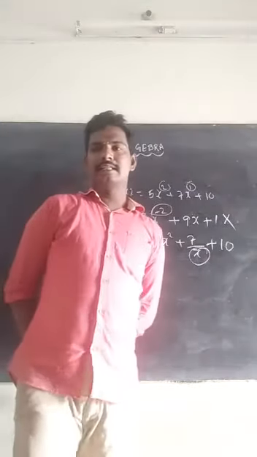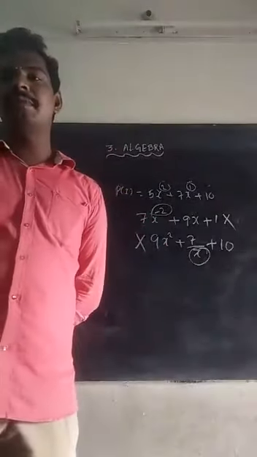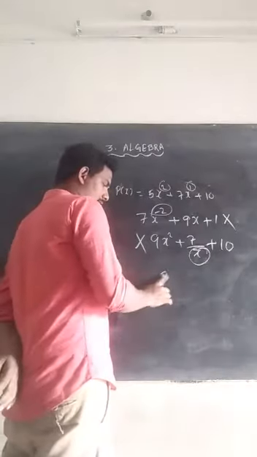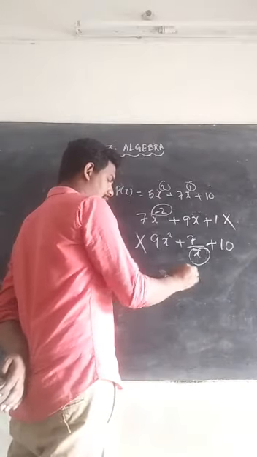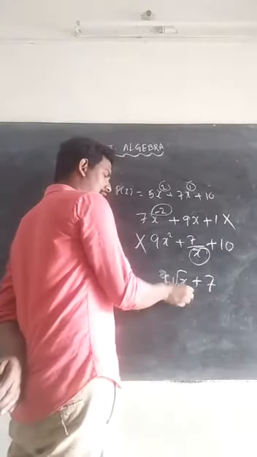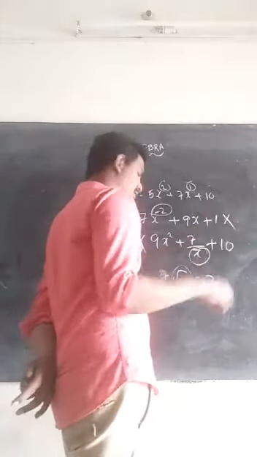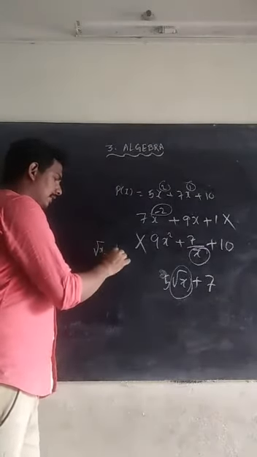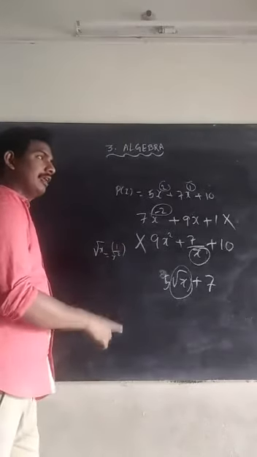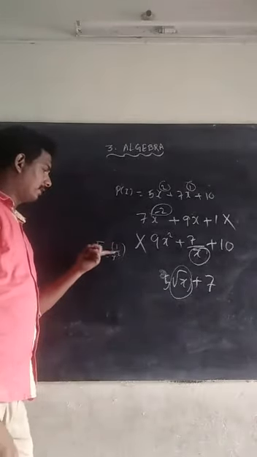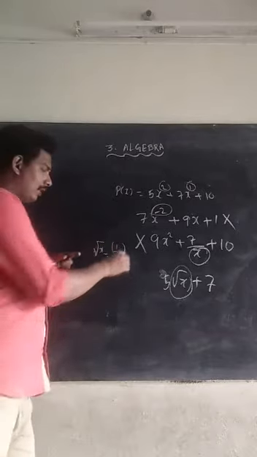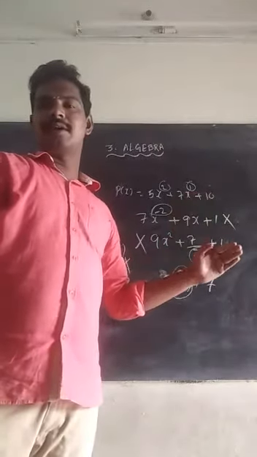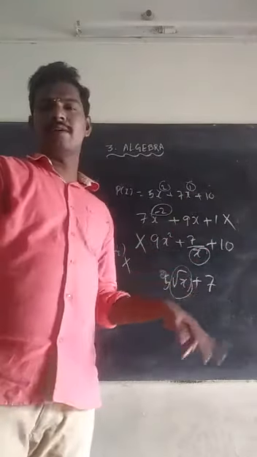Okay. Third condition, the variable should not be in root. See, 5 root x plus 7. Root x means what? Root value is what? 1 by 2. So this root value is power 1 by 2. Root x means x power 1 by 2. They said only the power should be a whole number, but this is a fraction number, rational number. So that is also not a polynomial. So this is one of the concepts of polynomial.